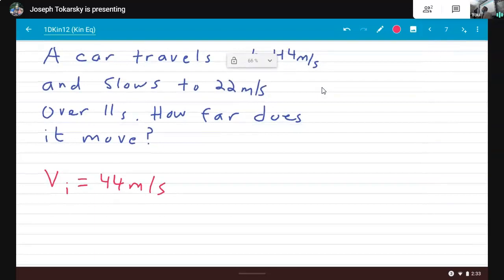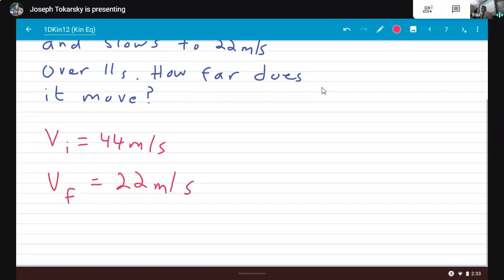It slows to 22 meters per second. What is that? Okay. Right, that's the final at the end of some time interval, which is coming, because we know it, right? So over 11 seconds. Seconds is obviously a unit for time. That's got to be your T, right? If you know your units well, that should guide you into what the numbers are, even if the wording of the problem is confusing. 11 seconds has got to be a time.